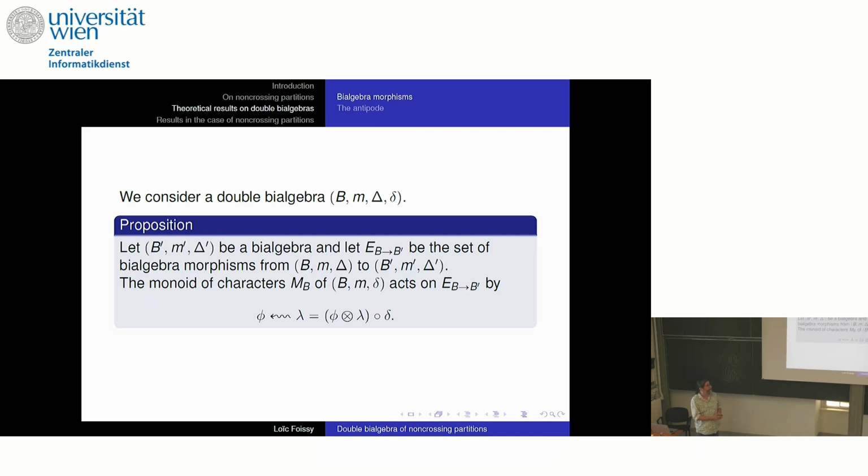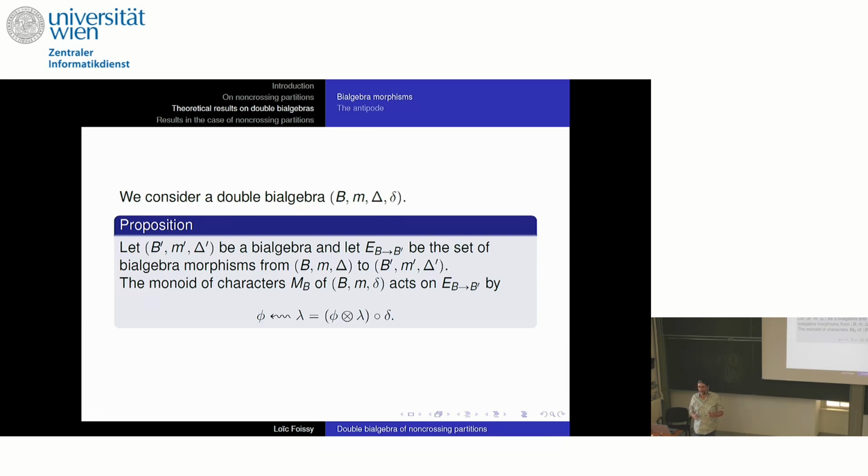So first, maybe you want to compare it with another bialgebra. So you're interested in the first coproduct, in fact, and in the product. So you want to compare this with another bialgebra. This means that you want to find some morphism from B, m, delta to something else, B prime, m prime, delta prime. This gives you a set of bialgebra morphisms. And in fact, on this set, a monoid of characters associated to the second coproduct acts with this simple formula. So this is a Hopf algebra morphism for the first coproduct. This is a character. You can transform it into another bialgebra morphism by the action like this.